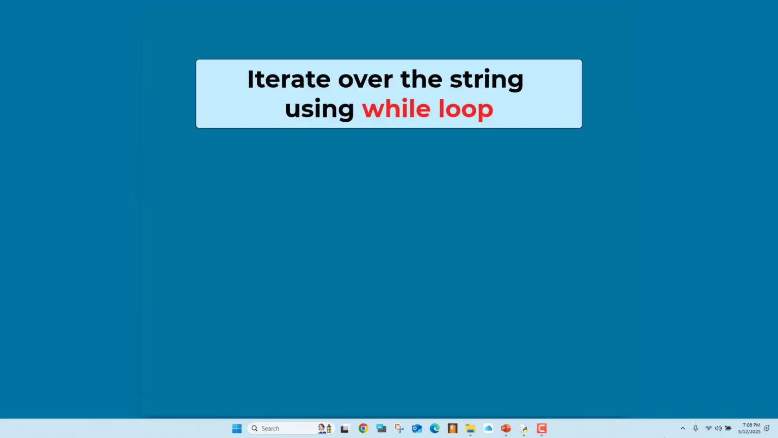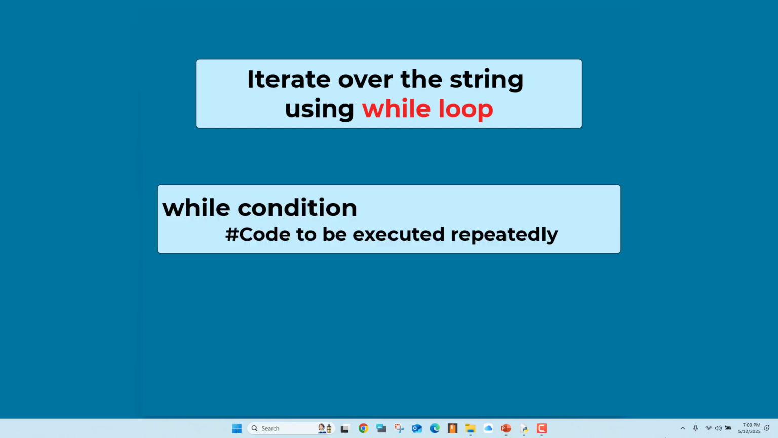Iterate over the string using while loop. A while loop can be used to iterate over a string by manually keeping track of the index. The while loop repeatedly executes a block of code if the specified condition is true. Let's see how to iterate the string greeting using while loop.